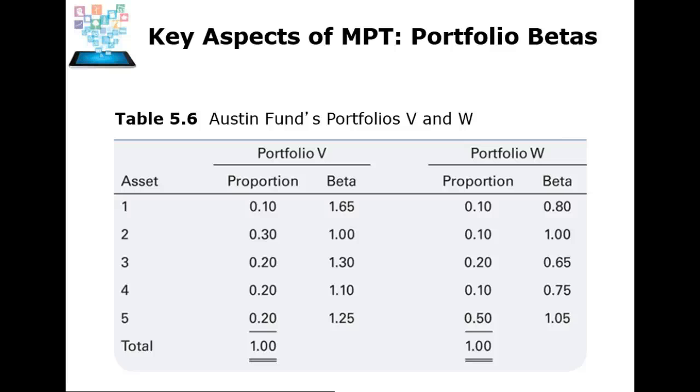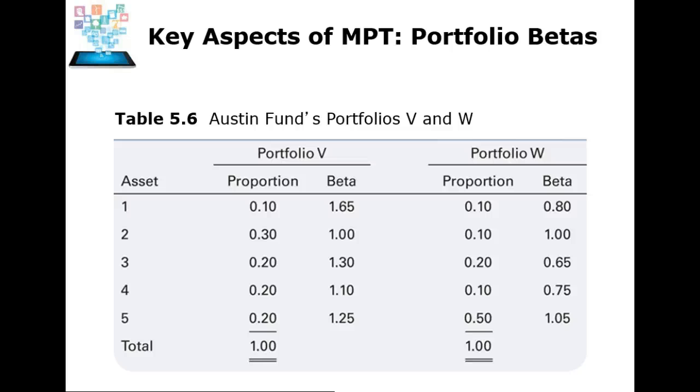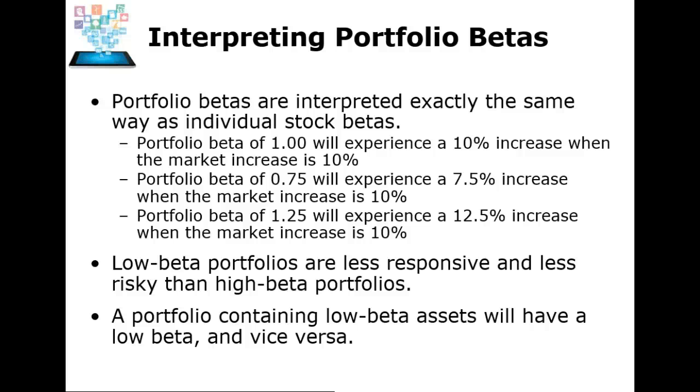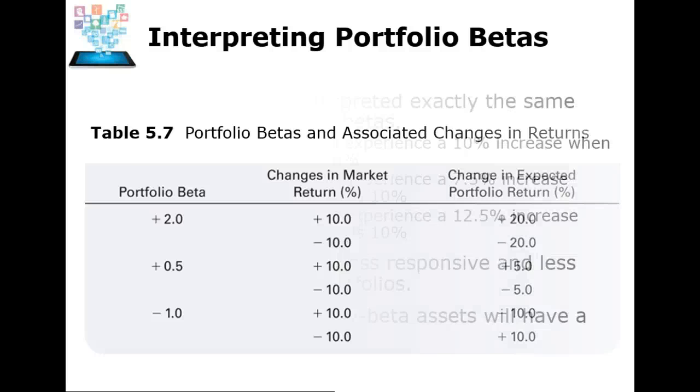So if you look at these two portfolios, V and W, we have proportions, which are percentages that always equal 1. And we have different betas for each portfolio. So we would want to get an average beta for the V and W portfolios to make them comparable.